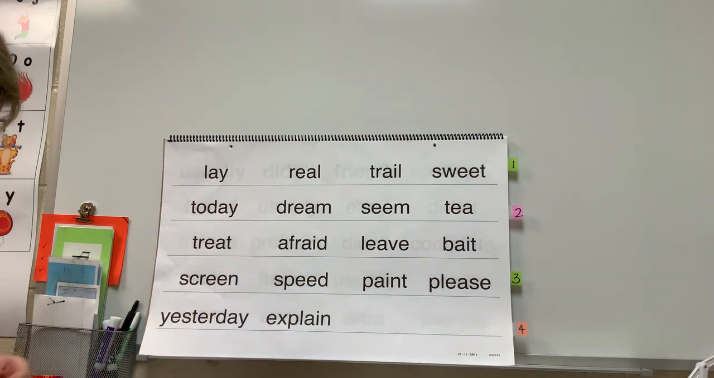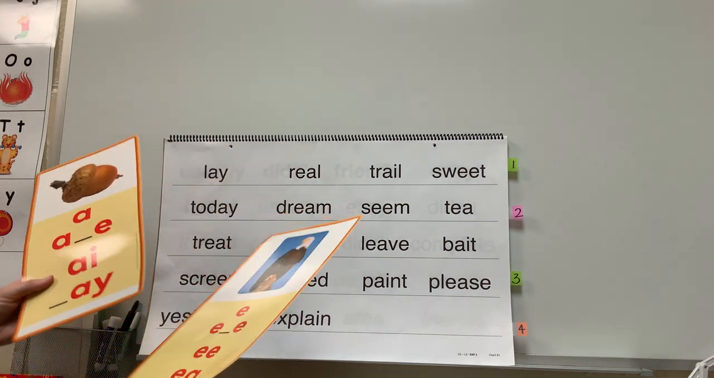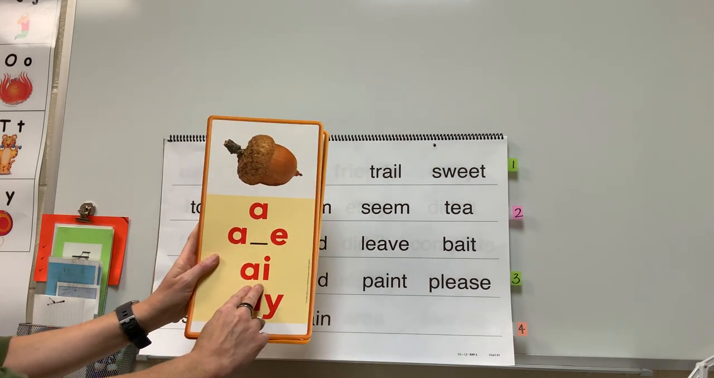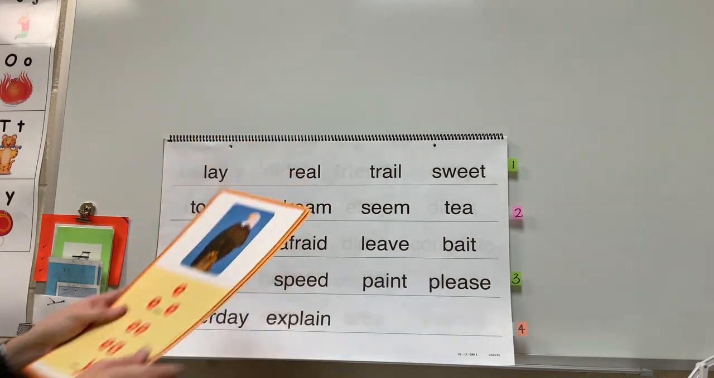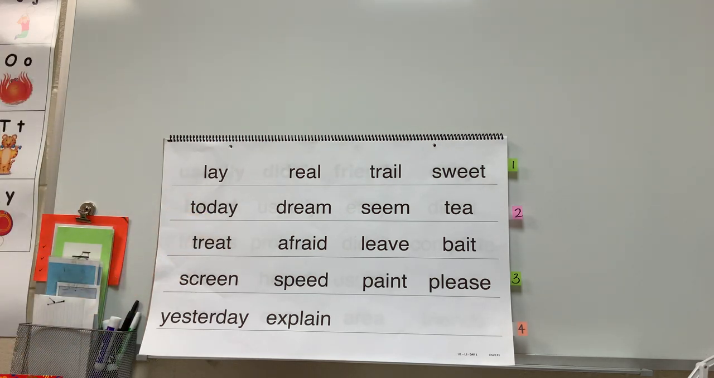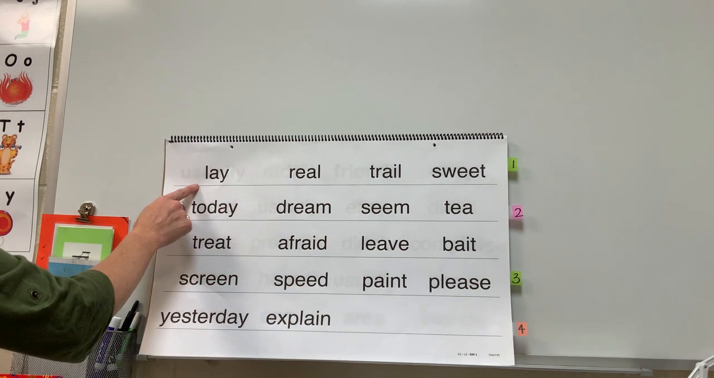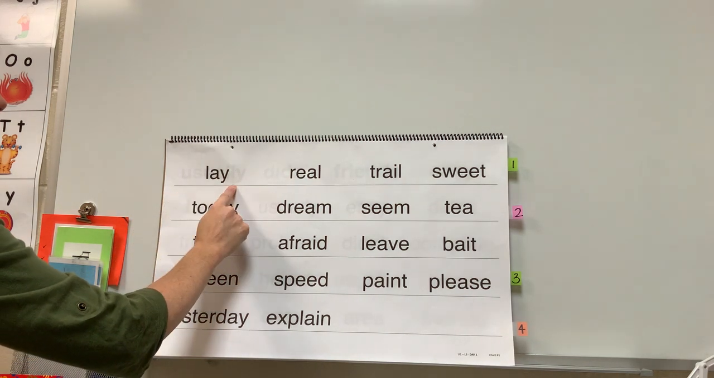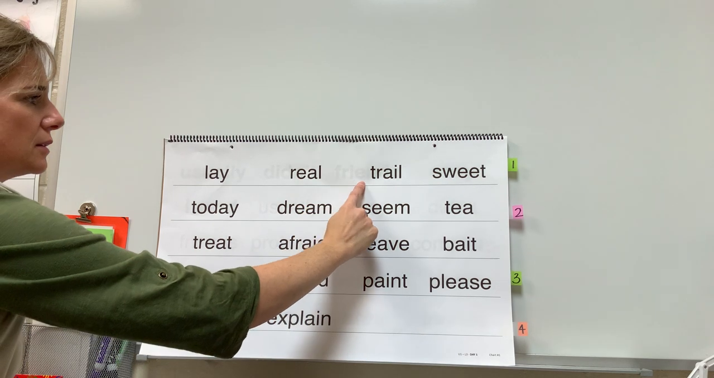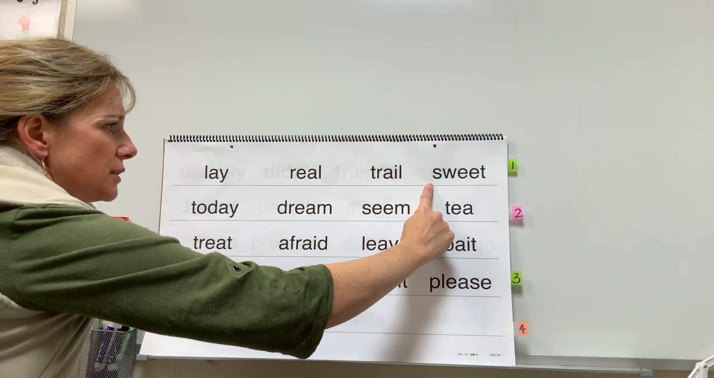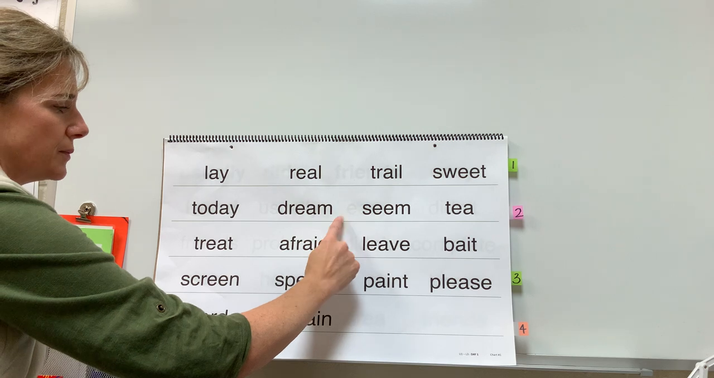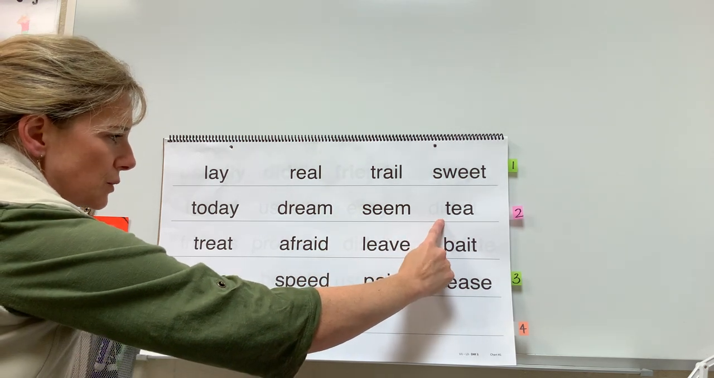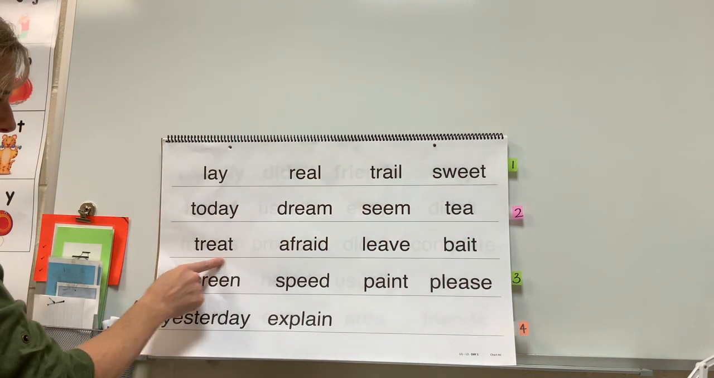Okay. Let's read these words. Remember, these words have our target spellings for the week. This sound is A, E, E. Okay, read these words. Word, lay. Word, real. Word, trail. Word, sweet. Word, today. Word, dream. Word, seam. Word, tea. Word, treat.